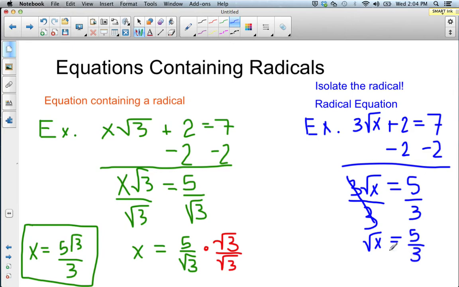Now how do we eliminate the square root sign? Well, we need to square both sides. So square here, and I'm going to square this whole quantity. That leaves me with just x on the left, and it leaves me with 25 over 9 on the right.